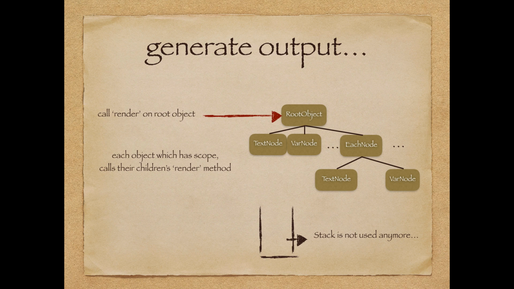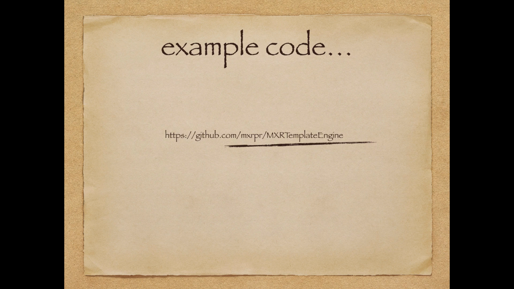It's simple. Let's call render on the root object. Each object which has a scope, for example the root object, each node, if node, else node, or for node, and some other nodes, will call their children's render method. The stack must be empty, and the stack is not used anymore. So you can find example code on GitHub.